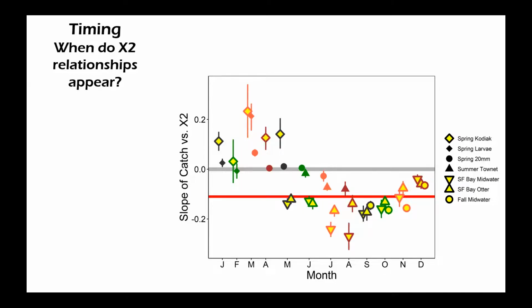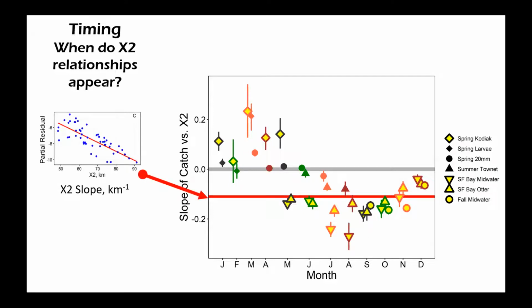This is the timing. What we did was we took the X2 slope from that earlier graph for the fall midwater trawl index and applied it to each of the different surveys. The red line represents the slope you would get from the index, and the dots are the different surveys by month. The colors don't make any difference, but the surveys are represented by the shapes. And the main point here is that around May, the different surveys start showing the slope that's the same as the slope in the fall midwater trawl index.